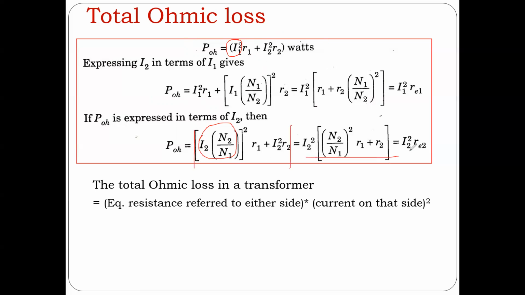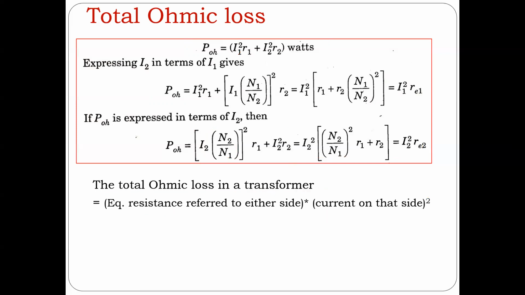When you solve it, it turns out that the total ohmic loss would be the current in the secondary circuit squared, times R equivalent on the secondary side, which is R2 of the secondary side plus the equivalent resistance of the primary side when it is transferred to the secondary side. In general, the total ohmic loss would be the current on that side squared times the equivalent resistance referred to either side. It could be the primary side or the secondary side. Simple.